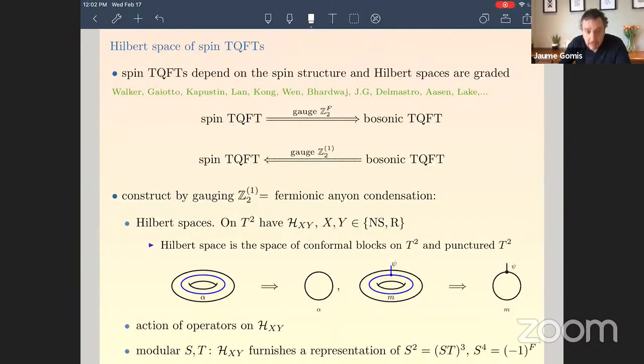Okay, and I represent the conformal blocks by this skeleton picture of the torus and the once-punctured torus. By the way, there are some lines that I cannot see. So that's how you construct the Hilbert space of the theory. And what we want to know is how to compute the action of operators on this Hilbert space. This Hilbert space has to give a representation of the modular S and T matrices, which furnishes a representation of the double cover of the modular group, called the metaplectic group.